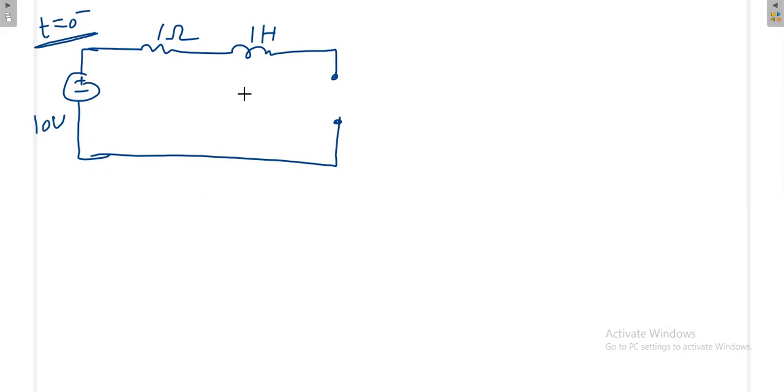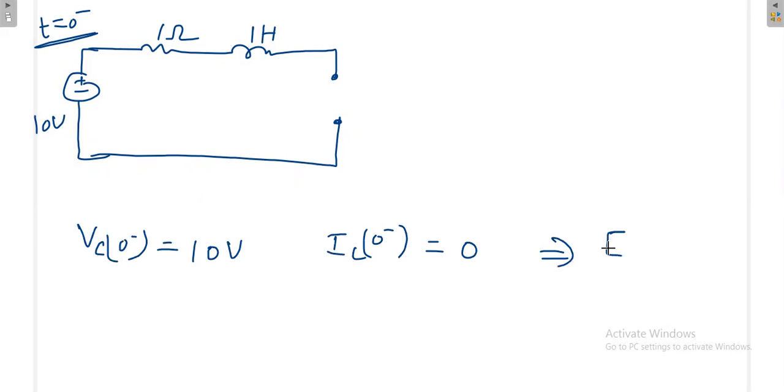No energy, because at t equals 0 minus the voltage across the capacitor is 10 volt. But what is the current through the inductor at t equals 0 minus? Zero, because the circuit is open. Once the current is 0, the energy in the inductor at t equals 0 minus is 0. So finally, in this circuit, the capacitor will be having some initial energy, some voltage. That's why we start our discussion like that.